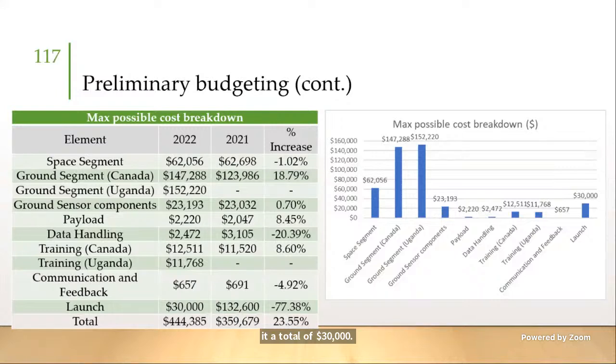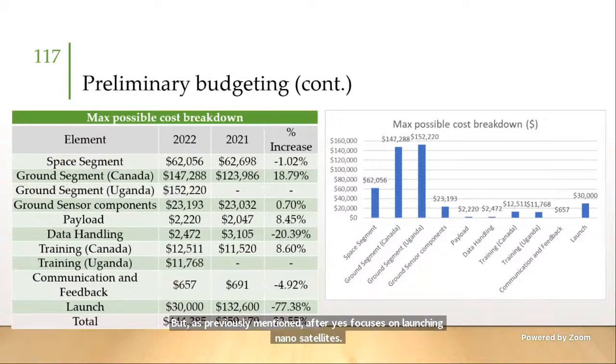Finally, this table compares the cost breakdown between last year and this year, 2022. We found some components with better prices, some components remain the same, and of course, some components' prices went higher. There is a huge difference in the launch cost. Probably last year they chose a different launcher, but as previously mentioned, Astrius focuses on launching nanosatellites and CubeSats that fit perfectly to our requirements. And the bar chart also illustrates the cost of each segment.